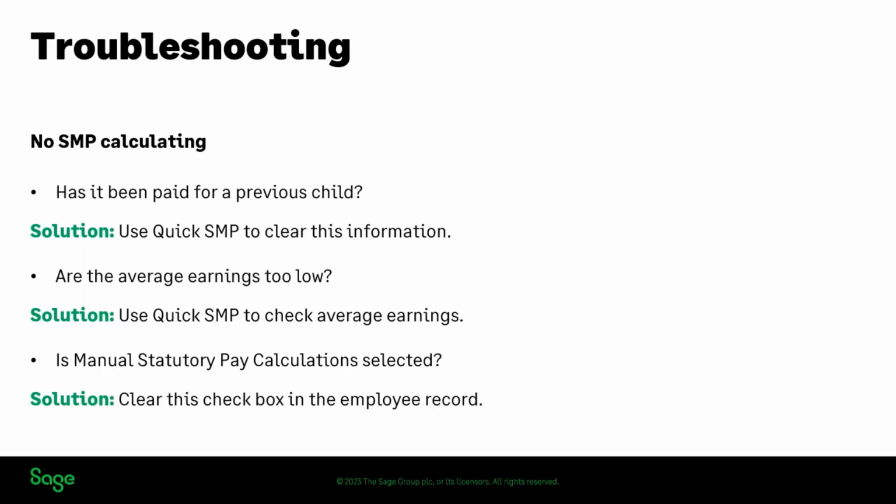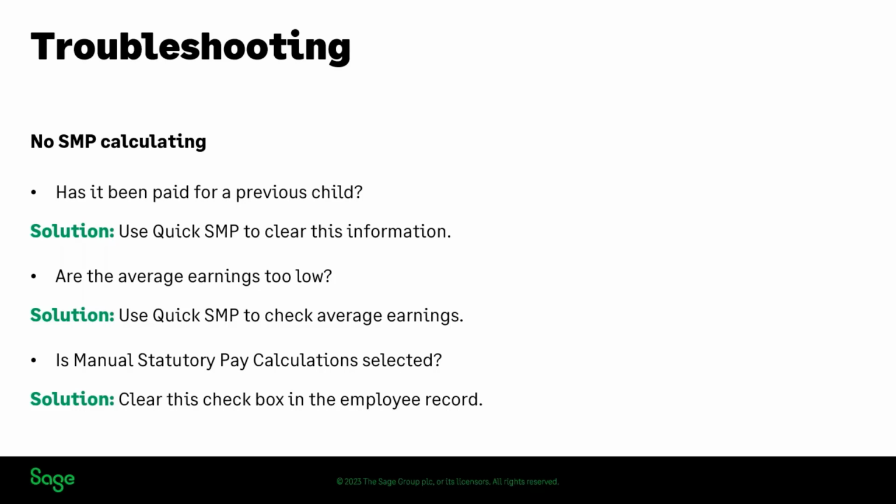Some other reasons why SMP might not calculate would be if the average earnings are too low. So remember, you can check the average earnings figure either in the quick SMP screen or by clicking Auto Calc if you're entering the details directly in the employee record. So you need to be £123 or more to qualify for the payment.